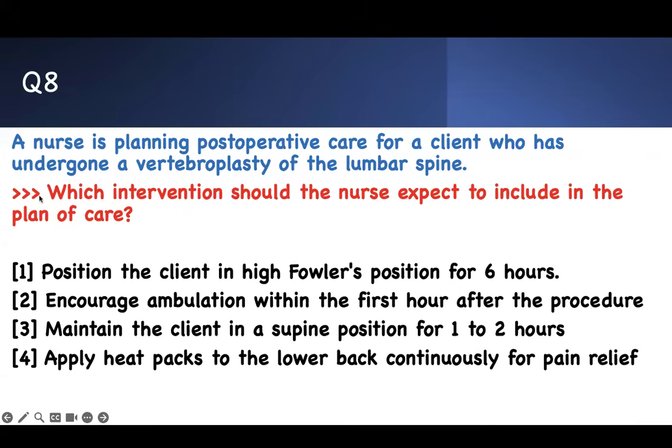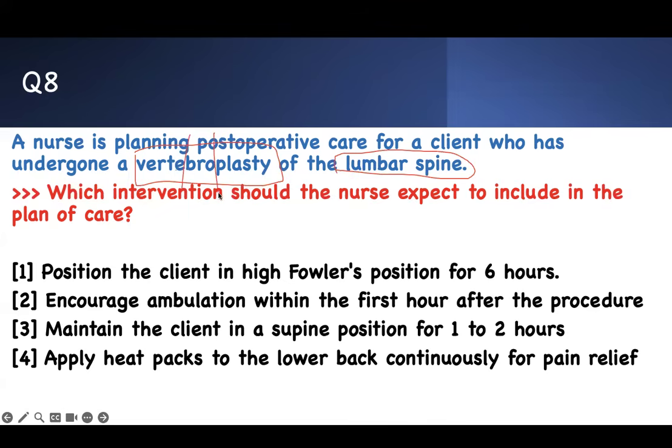This is also a teaching question, but it's a test-taking strategy to help you analyze questions. You may not know what this is. You say, what is that? Vertebroplasty of the lumbar spine. Let me show you how to answer questions. You have no clue. Something should trigger you. Look, divide the word into 2.